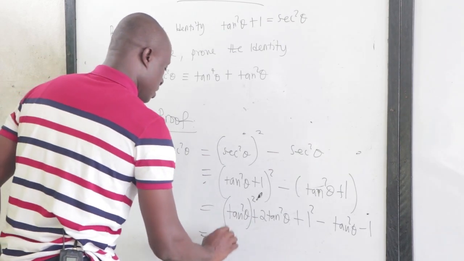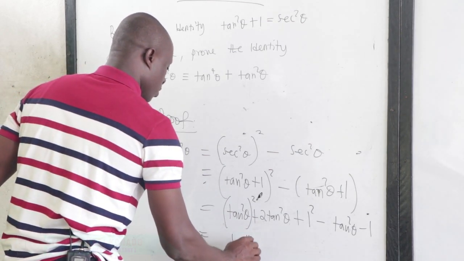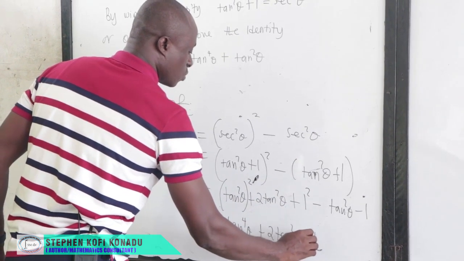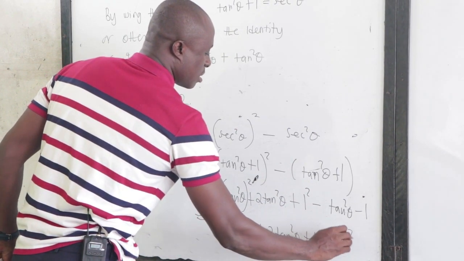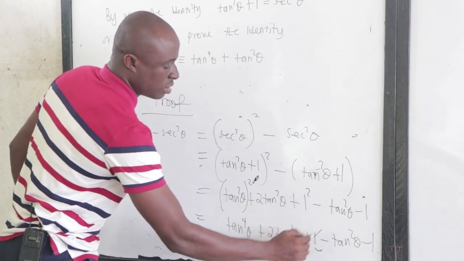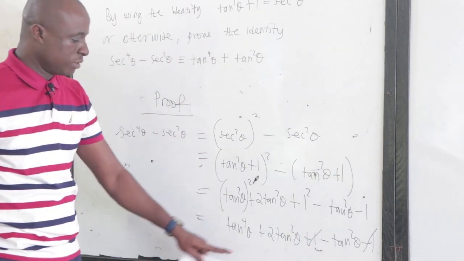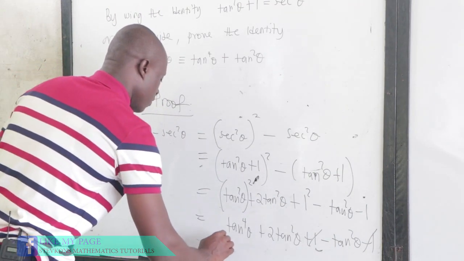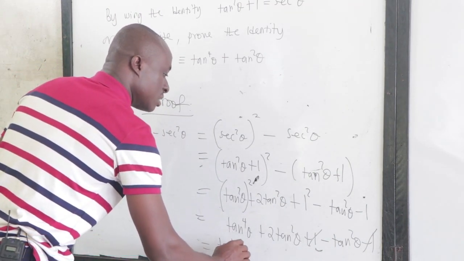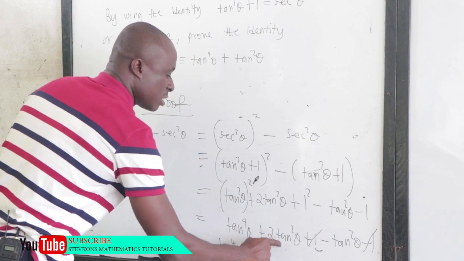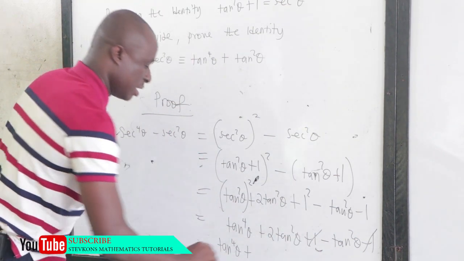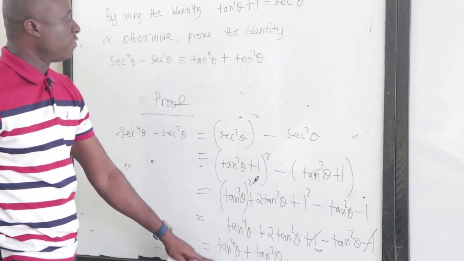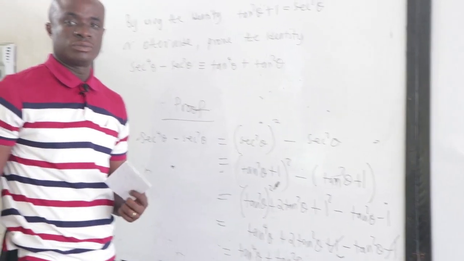Now what do you have here? This is just tan to the power 4 theta plus 2 tan squared theta plus 1 minus tan squared theta minus 1. This one and that one will go away. 2 tan squared theta minus tan squared theta. So we just have tan 4 theta plus 2 tan squared theta minus tan squared theta. It is just tan squared theta. And then we'll be able to prove.